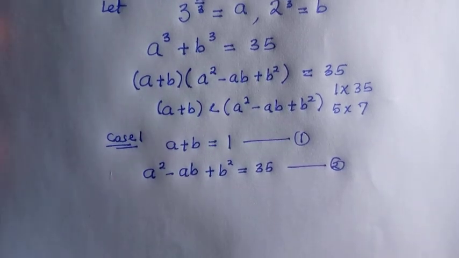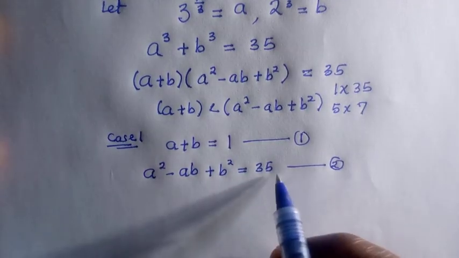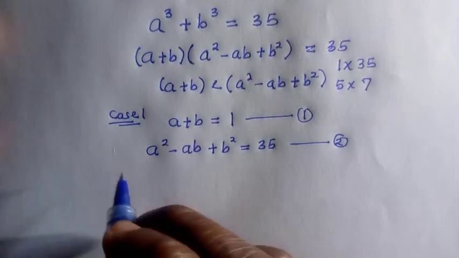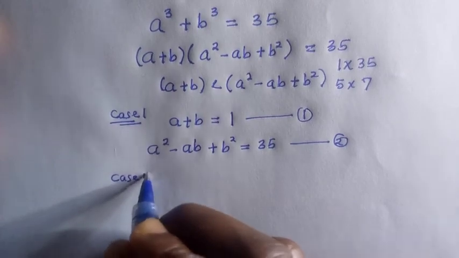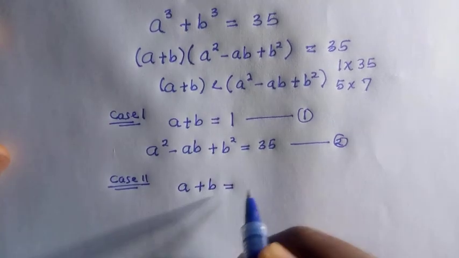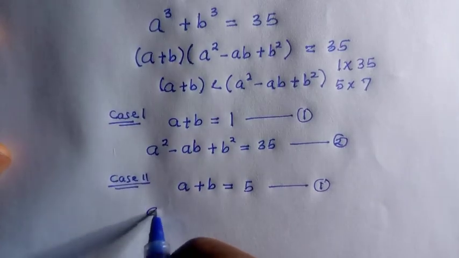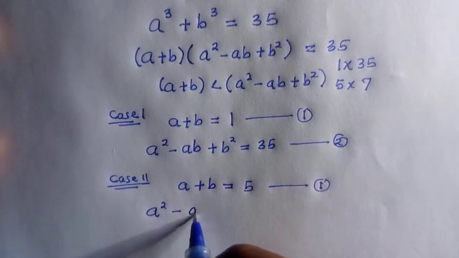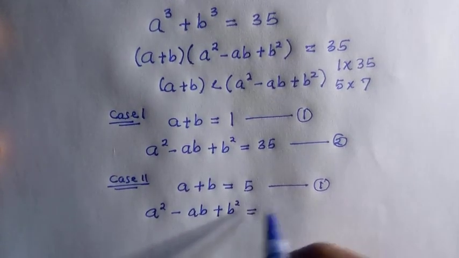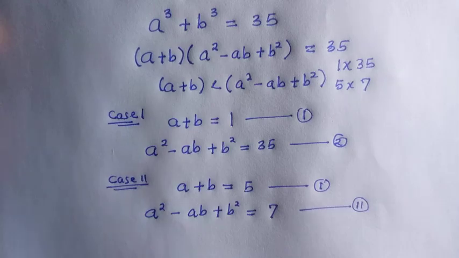Looking at these equations, when we try to solve them, we don't get a result. So to save our time, we are going to reject this one and go for the second one, which is case 2. We let a plus b equal 5, and this is our new equation 1, and a square minus ab plus b square equals 7, and we call it equation 2.